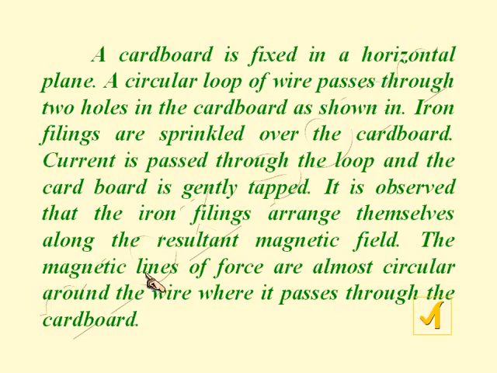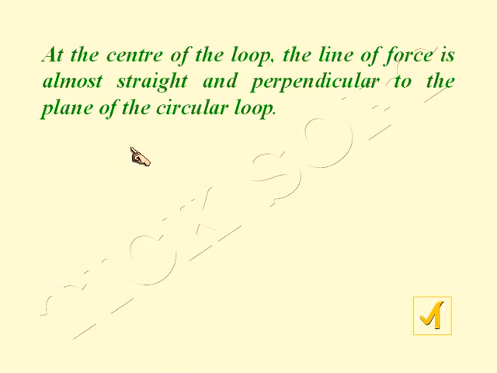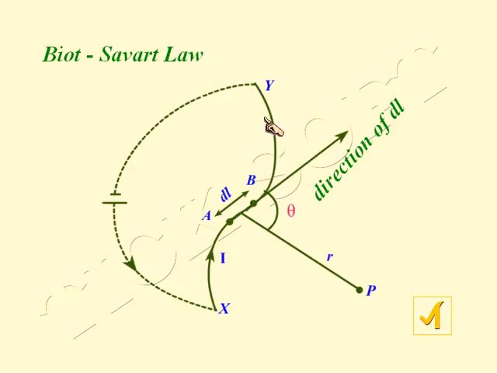The magnetic lines of force are almost circular around the wire where it passes through the cardboard, whereas at the center of the loop, the lines of force are almost straight and perpendicular to the plane of the circular loop. That shows the uniform field. Now, the Biot-Savart law gives the magnitude of the induced lines of force, or magnetic induction.